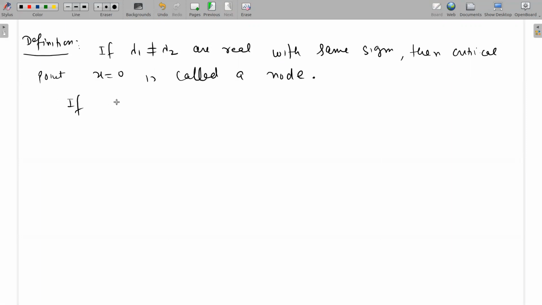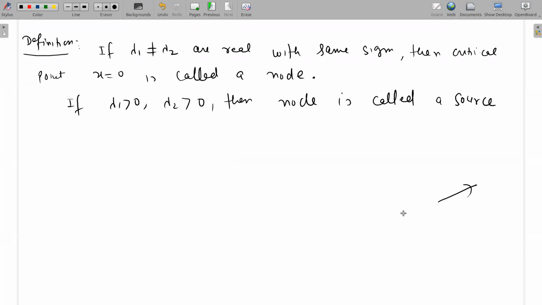अब सेम साइन का क्या हो सकता है, या तो दोनों पॉजिटिव हैं, then node is called, that we used in going away. Node is called a source. Source मतलब कोई दूर ले जा रहा है आपको.